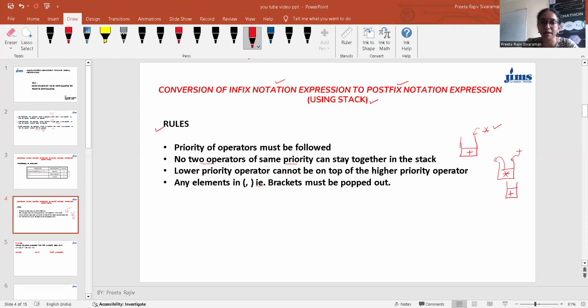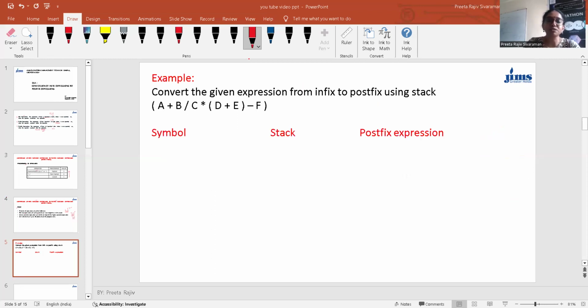Now let's see how the conversion takes place using a stack by taking a simple example. Let's say we have this expression. Convert the given expression from infix to postfix using a stack. We start by scanning the expression from left to right, each character of the expression. We create three columns and find out, step by step, what the postfix expression will be.